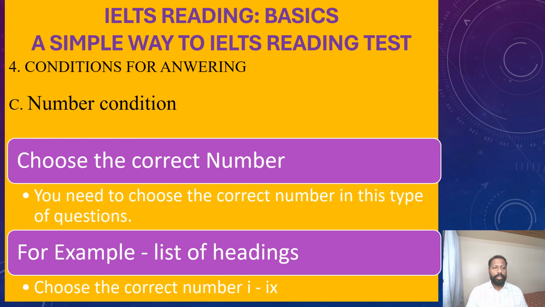Let's move on to the third condition based on numbers, number condition. For example, sometimes you need to choose the correct number in this type of question. For example, list of headings. What happens there in the list of headings? On the side, it is sequenced in Roman numbers, like 1 to 9. So you need to choose the correct number, whether you need to write 1 or 2 or 3 or 4 and so on.